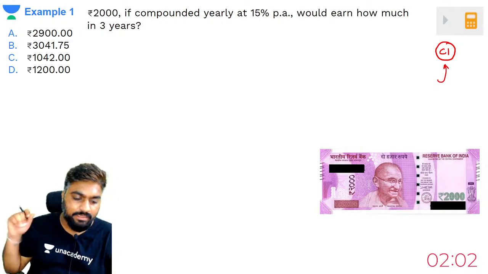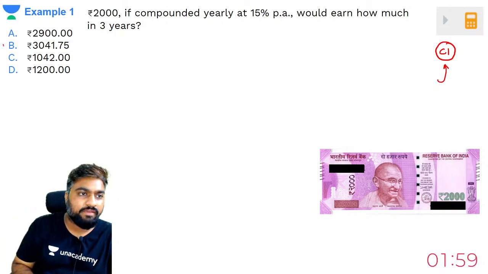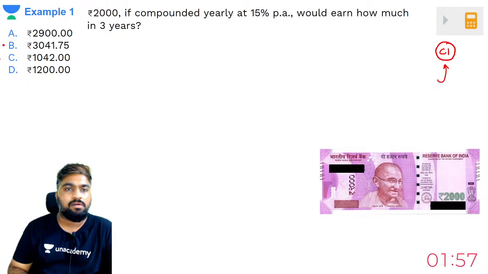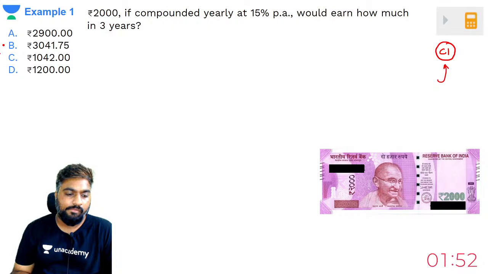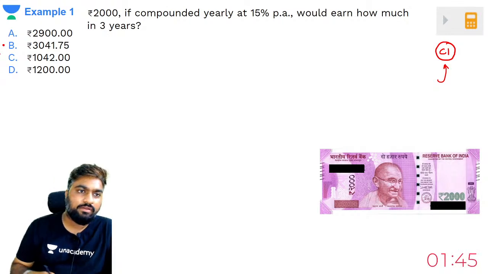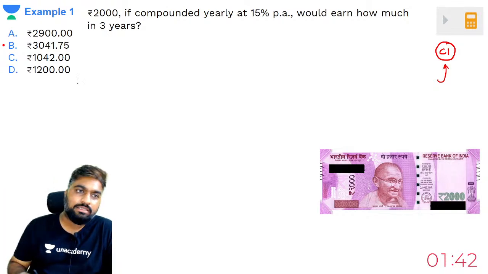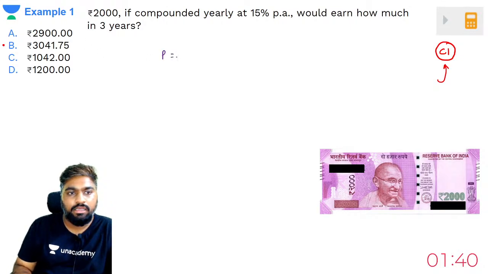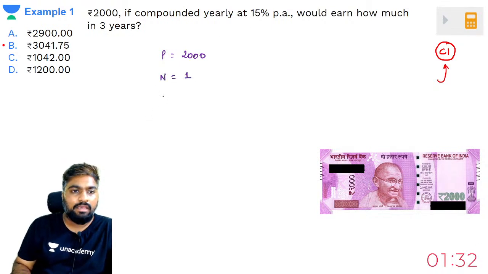Saurabh says B, 3041.75. Very good. Gaurav says B. Optimistic girl says B. Very good. So what is asked? 2000 rupees if compounded yearly. So principal is 2000. Compounding is yearly, that means number of compounds is 1. Rate of interest is 15% for how many years? For 3 years.